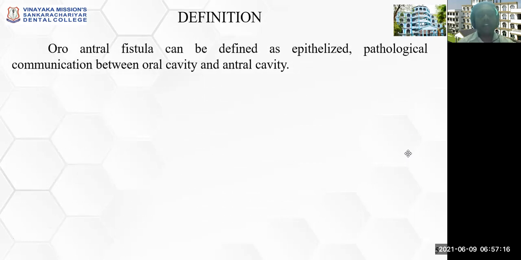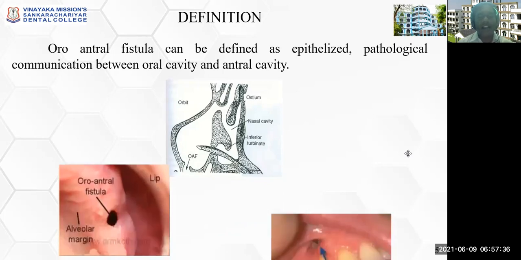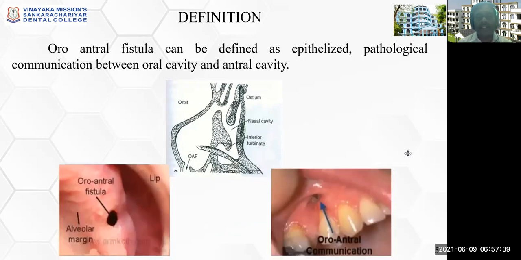Now, with this brief introduction about the maxillary sinus, we will see what oroantral fistula is. Basically, oroantral fistula is an epithelialized pathological communication. These words are important: an epithelialized pathological communication that exists between the oral cavity and the antral cavity. This is not a natural communication, it's a pathological one. It occurs secondary to something else. You can see the various pictures showing the oroantral fistula, which can occur between the oral cavity and the antral cavity, that is the maxillary sinus.